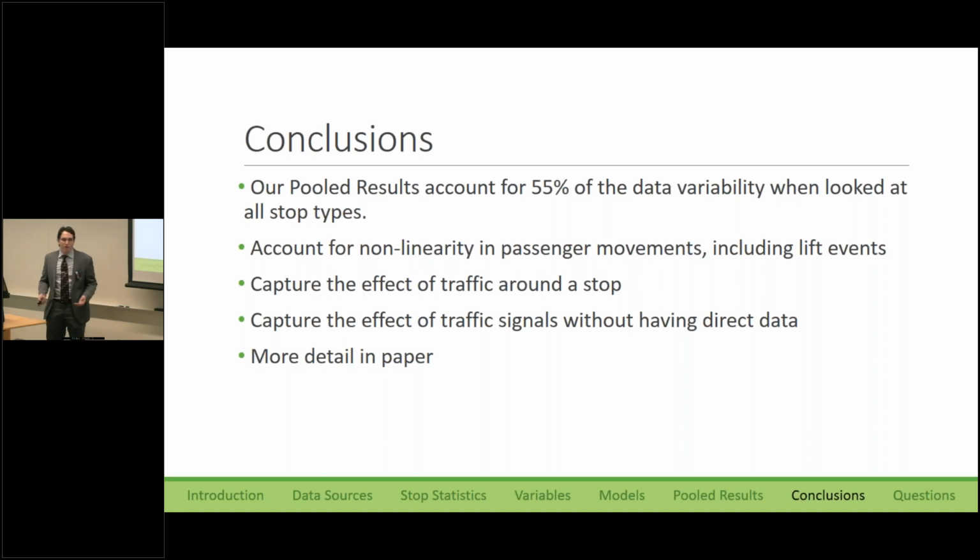So with what we have proposed, we were able to capture more than half of the total variability within our data set. We accounted for nonlinearity of passenger movements. And additionally, by using just this data and no signal data, no traffic counts, no real-time traffic congestion, we are able to get an idea of the roadway. How does the behavior of speeds around the stop at a given stop at that moment likely affect the dwell? And so it can capture traffic and traffic signals without having direct data. And for those of you interested, there's quite a bit more detail in the paper.